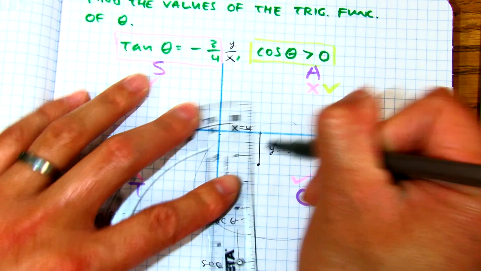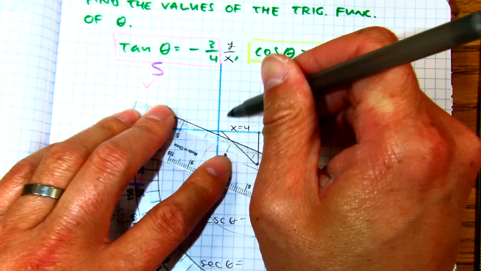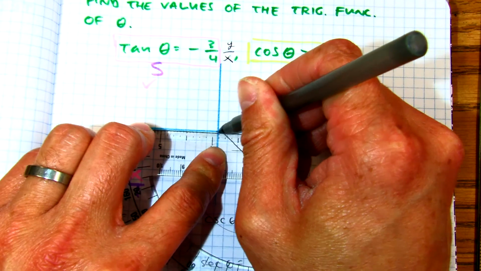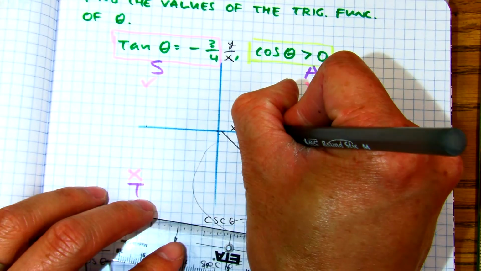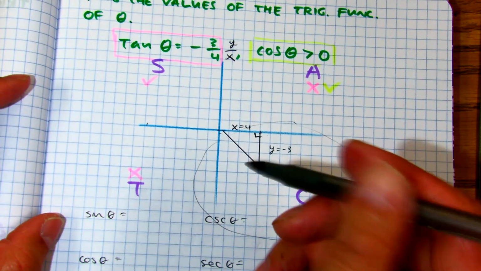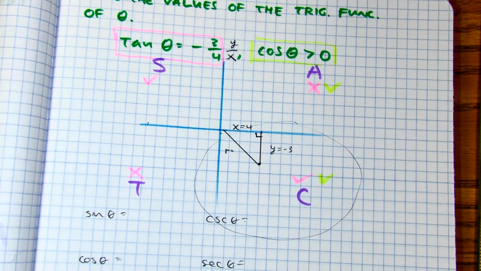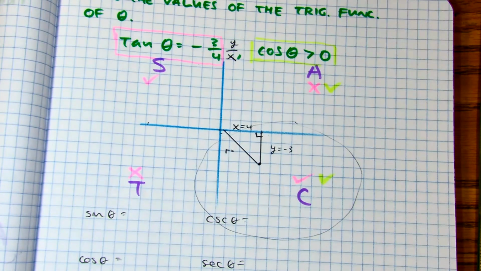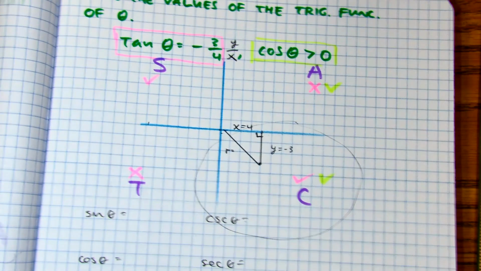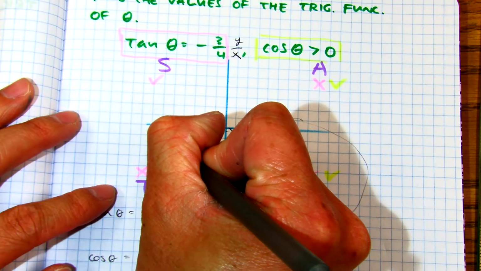Remember yesterday we learned to draw our reference angles. That's the bow tie. Partner A tell partner B, how do you find the R value? Charlotte, how do you find the R value? Let's use the Pythagorean theorem. Charlotte, tell me the Pythagorean theorem.